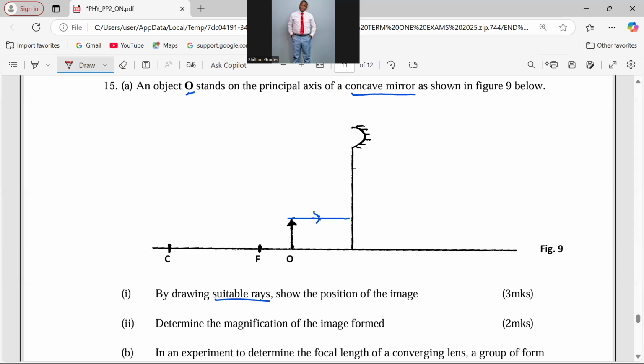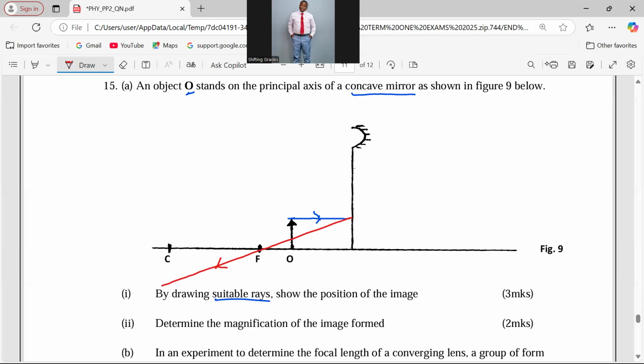And what is the principal focus? The capital F. So that is where the ray is going to be reflected through. That way. So that is how the ray is going to behave after reflection by the mirror. So this is now just one ray.